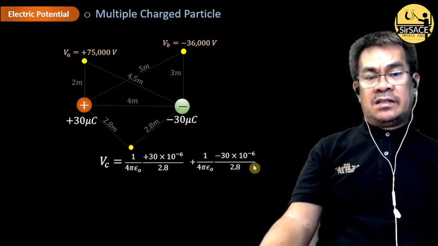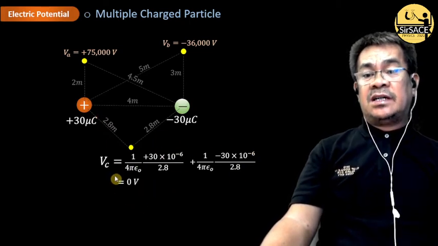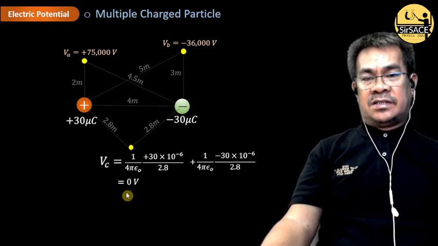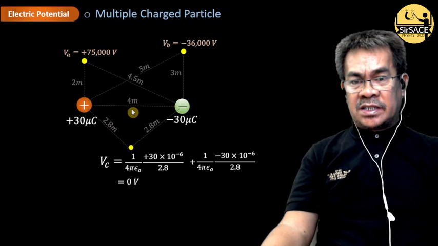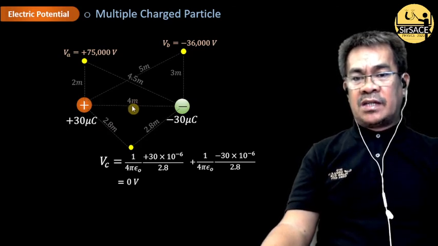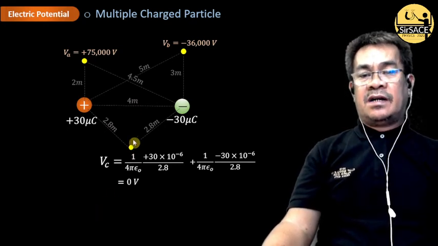So meaning, this term is the same as this term. For equidistance, the potential is 0. Meaning, if you are asked how much is the electric potential at the midpoint of the electric dipole, then the electric potential is 0 at equidistance.